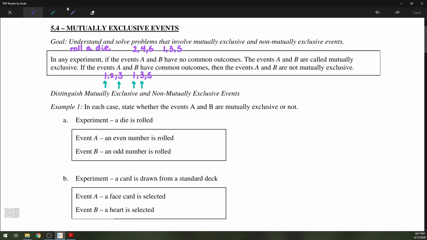Some quick examples here to see if we fully understand the idea. A dice roll, so basically the example that we already have above. These are mutually exclusive events because it is impossible to roll a number that's odd and even at the same time.